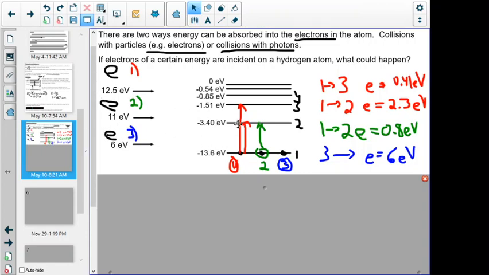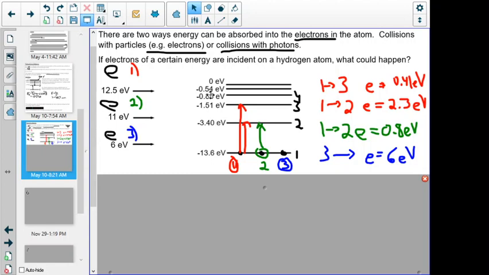Some of them are bumping electrons up to, say, 2. Those electrons hang out in energy level 2 for a little while. Another electron might hit them and bump them up even higher before they start dropping down. So reality is a lot more complicated. We have a lot more electron transitions happening. We have a lot more electrons coming in.